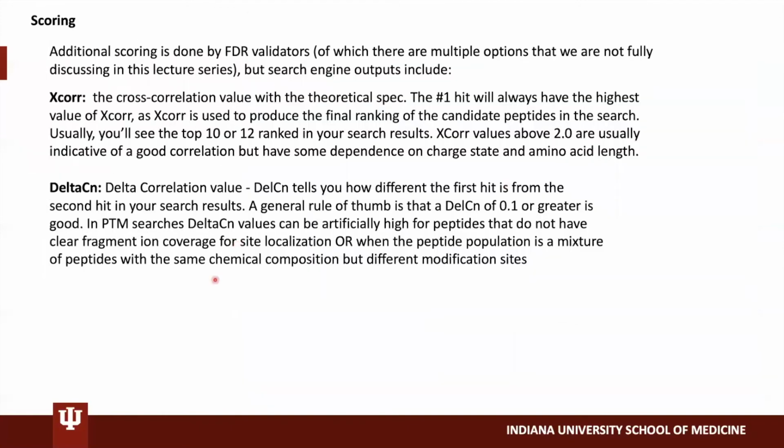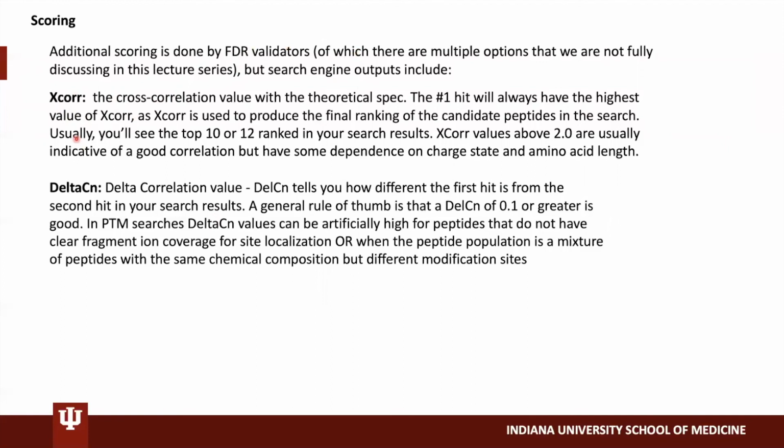And so in the scoring step, which is also done in SEQUEST, you also have scoring done by false discovery rate validators, which we're not going to talk about in this section. So there are a lot of different options. But the search engine outputs are going to include X-score. So that's that cross correlation score. And we talked about that a little bit already. So I don't think I need to rehash this.